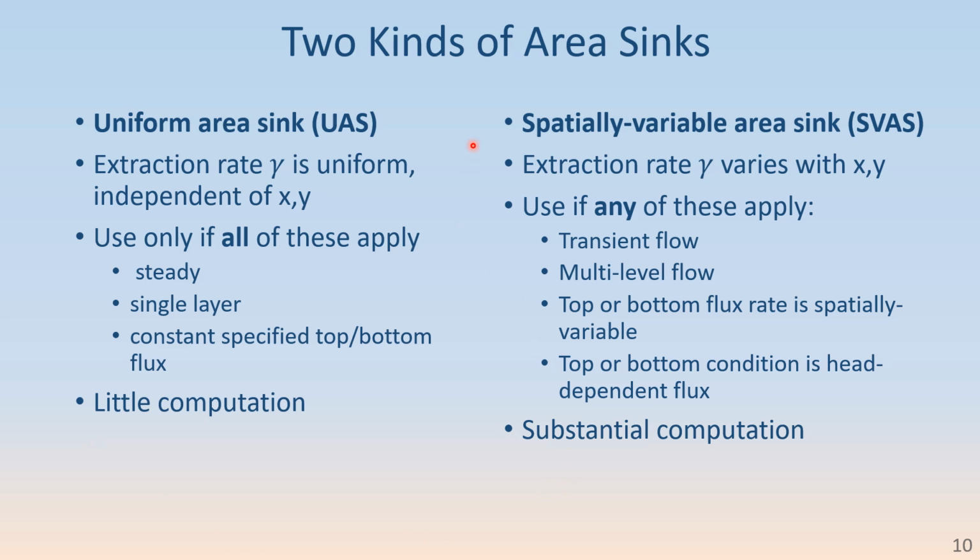The other kind of area sink is a spatially variable one, what I'll call SVAS, short for spatially variable area sink. And with that, this extraction rate varies with location in the domain. And you must use an SVAS if any of these 4 bullet points apply. If it's transient, if it's multi-level, or if the top or bottom flux rate is spatially variable. Maybe you want to have varied rates of recharge across your domain. You'd need a SVAS. If the top or the bottom condition is a head-dependent flux, you're going to need a SVAS because that will not lead to a uniform distribution of leakage.